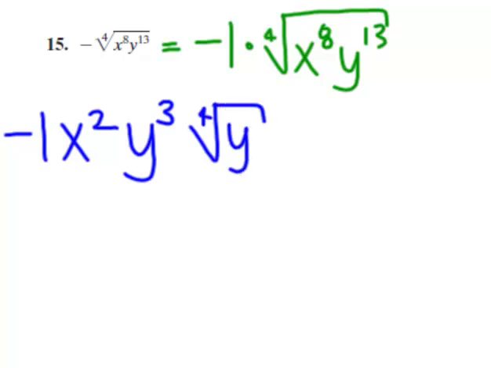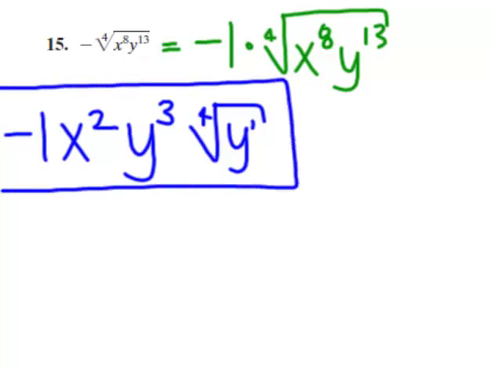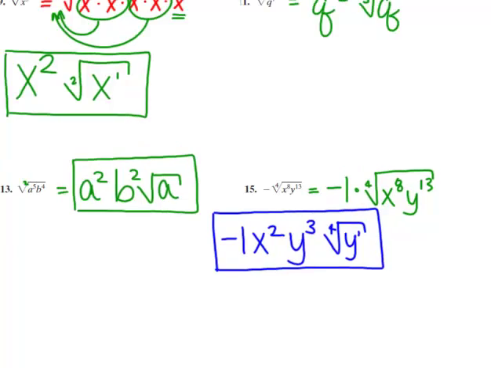Double check. This is y to the 1st power. We have the 4th root. So we can't make any more groups. So that means we're done. Not too bad.